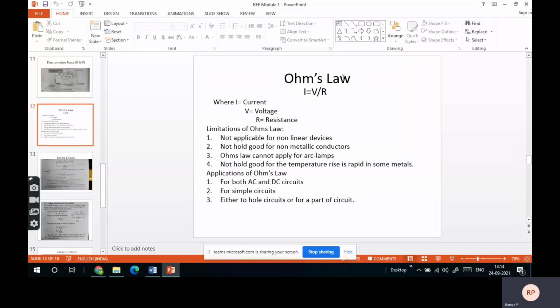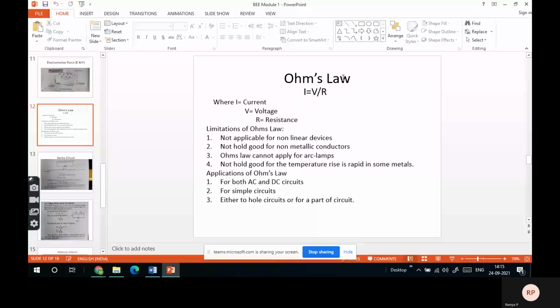The second is that it does not hold good for non-metallic conductors. Non-metallic conductor means we have to apply Ohm's law only for good conductors. It is not for semiconductors or non-metallic conductors, something like insulators, or materials such as silicon carbide, where we can't give the relation between the voltage and the current directly. Hence it is not applicable for non-metallic conductors.